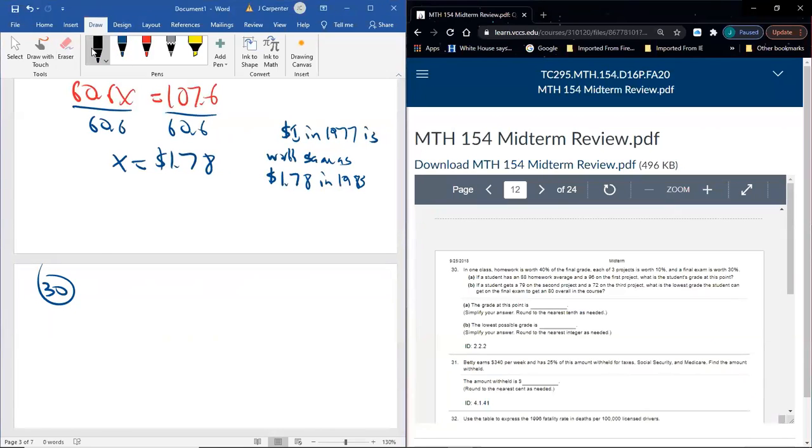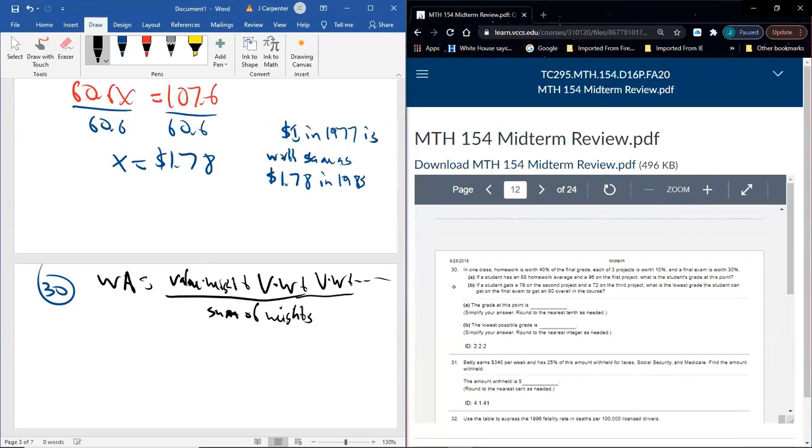30. In one class, homework is worth 40% of the final grade. Each of 3 projects is worth 10%, and a final exam is worth 30%. So this is going to use that weighted average formula. Remember, your weighted average is a sum product. It's the value times the weight, plus the value times the weight, plus the value times the weight, until you get all of them. And then that's just over the sum of the weights.